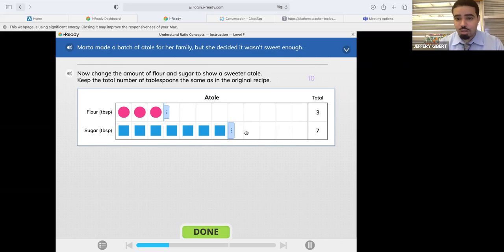Another one could be 8 and 2 because they add up to 10. Another one could be 9 and 1 because they add up to 10. And another one could be 10 and 0 because they add up to 10 and there's more sugar. But we'll go with Leanna's. She wanted 6 and 4.